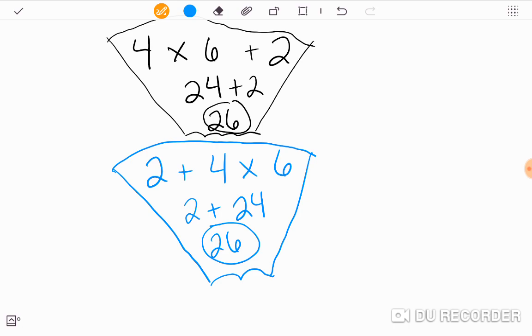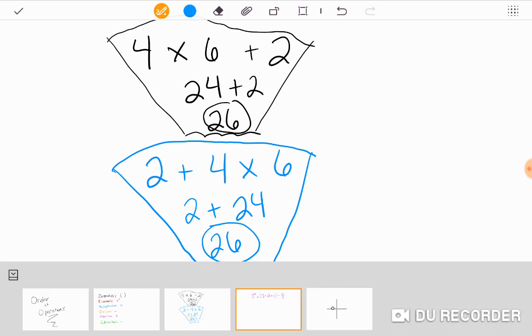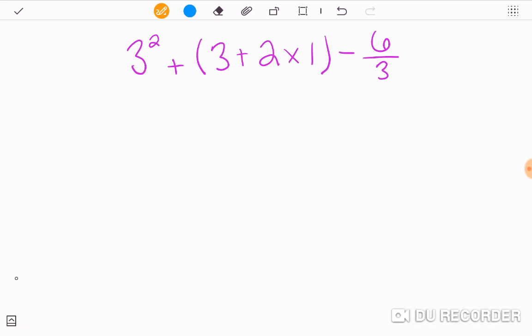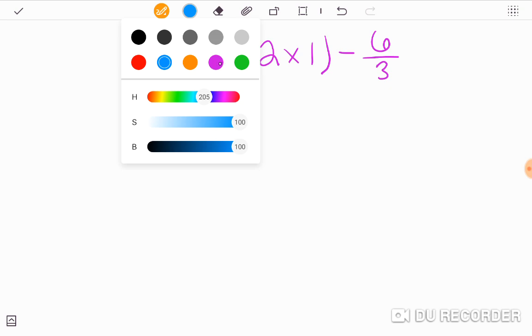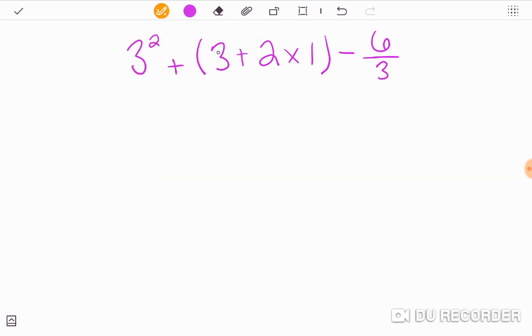And then the last slide, we have a problem that has a little bit of everything. I figured this is the way to end the video, because if you have a problem like this on your homework, on a quiz, whatever it is, it has a little bit of all of the order of operations. So we're going to use every letter of PEMDAS in this problem.